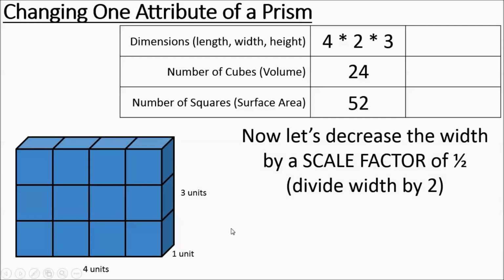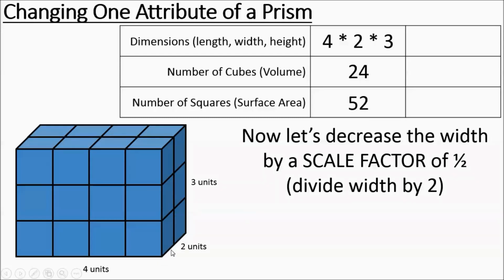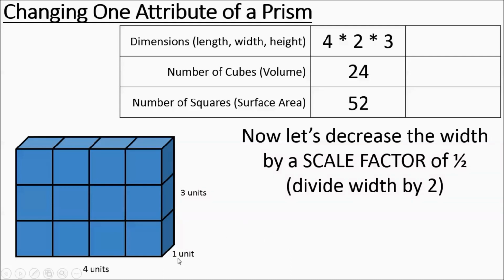So let's take a look at that again. We have a width of 2 here, and basically we're chopping off that back section of blocks. So now it's a width of 1. Our length stayed the same, our height stayed the same. So let's count our dimensions now. We have a 4 by 1 by 3.